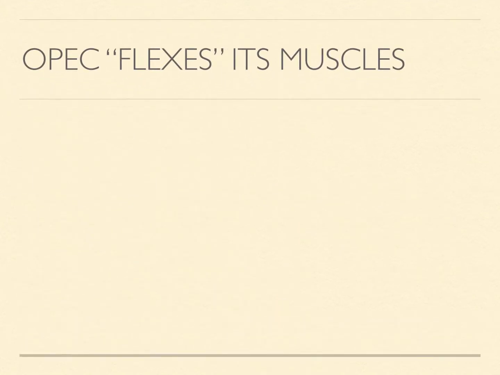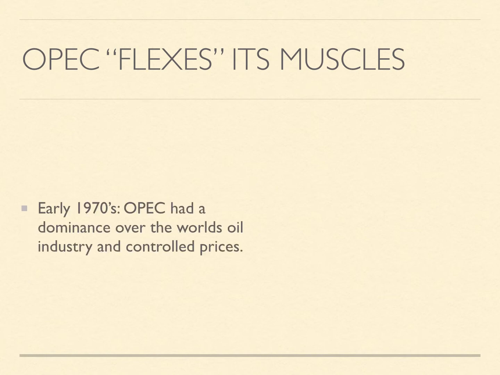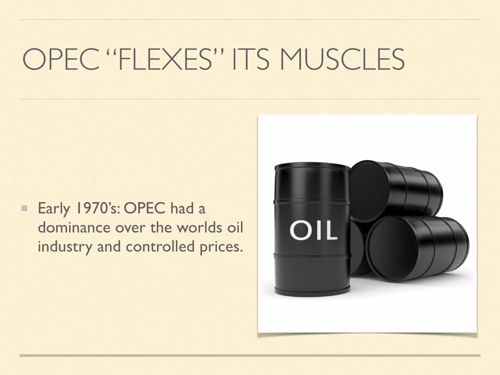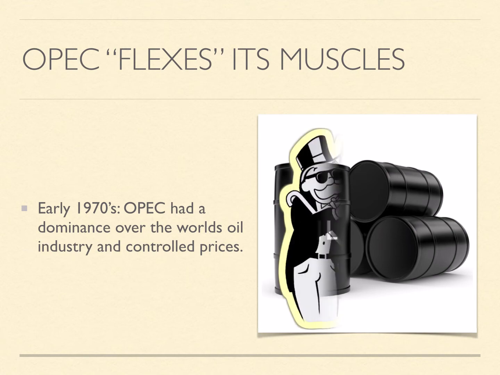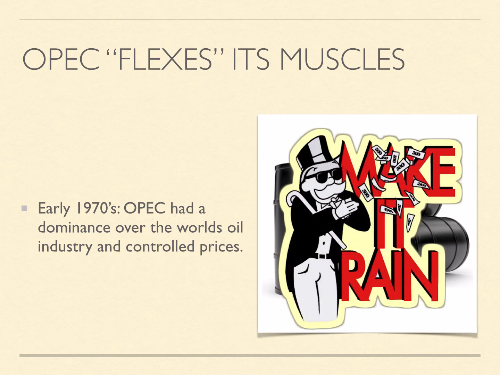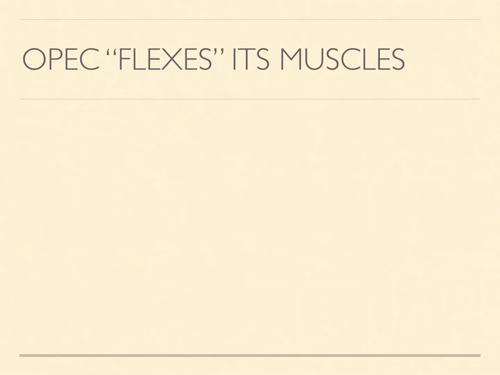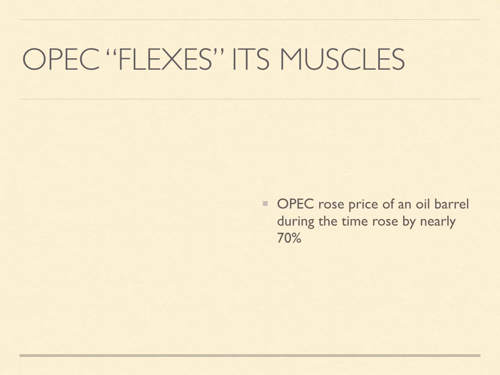During this time, OPEC was able to flex its muscles, and in the early 1970s, OPEC had a dominance over the world's oil industry and controlled the prices of oil. This helped them flex their muscles, if you will, because they controlled all of the oil prices and the entire oil industry, causing them to make a lot of money. During this time, OPEC raised the price of an oil barrel by nearly 70%, which was a dramatic increase in the price.